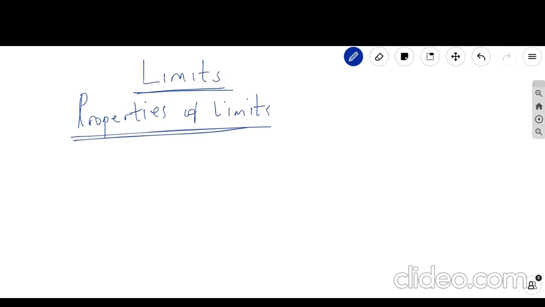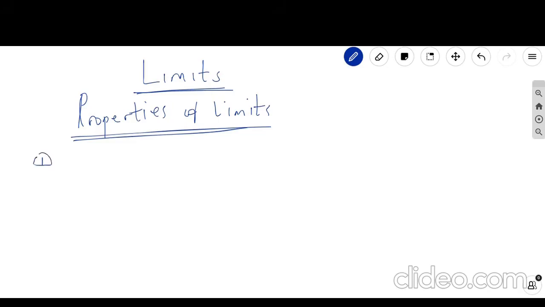So today we'll be looking at a particular topic known as limits. Under limits, we have what we call the properties of limits. A limit is generally done with substitution. So under the limit, there are some important properties that we need to take note of.